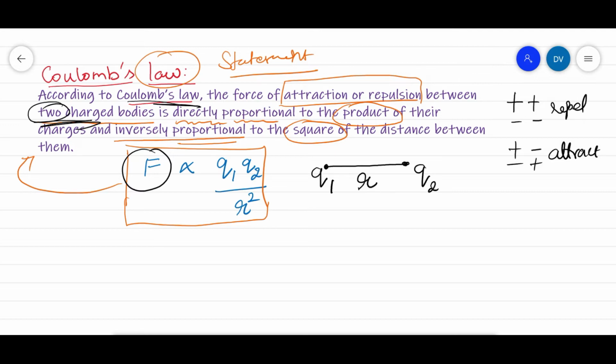And you can see very clearly what the force will be. If both are positive, it will repel each other. Negative, negative repel each other. Positive, negative or negative, positive means it will attract each other. That's what I mentioned over there, and that is also given over here. Attraction or repulsion between two charged bodies is directly proportional.